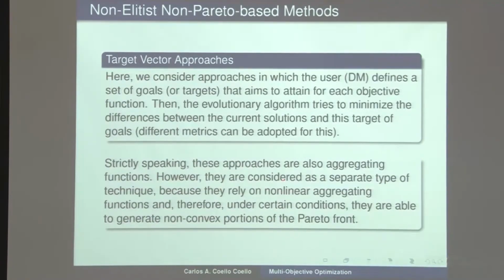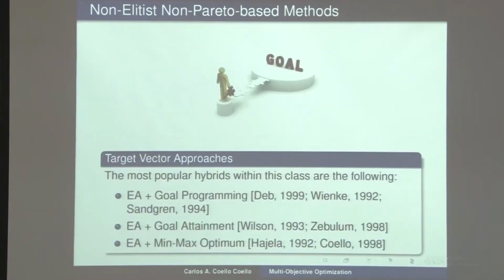So something very important here, these methods also use aggregating functions, but these are non-linear aggregating functions, not to be confused with linear aggregating functions. A non-linear aggregating function, if you define it properly, it's able to generate non-convex portions of the Pareto front. This many people didn't understand in the 90s. So there were hybrids, for example, with goal programming, with goal attainment, with min-max optimality. This is what I did in my PhD thesis.